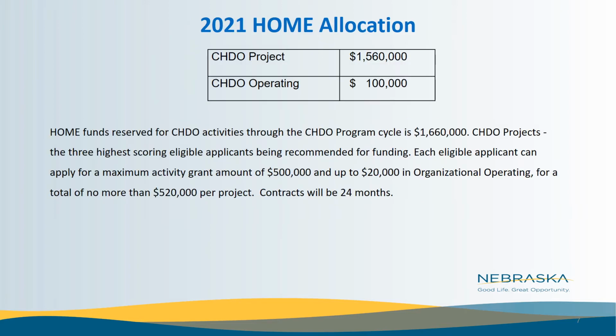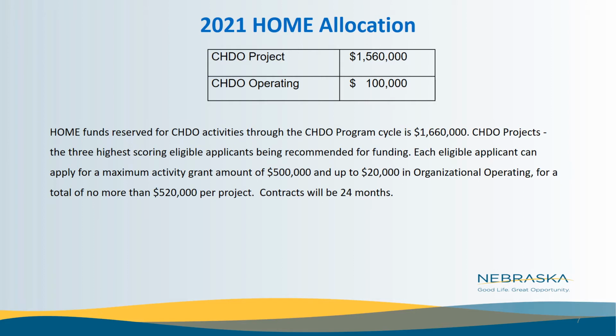Now we'll get into the allocations. For the 2021 home allocation, we have a total of $1,660,000 set aside for our total projects and our organizational operating. So the breakdown of the total projects, which would be your homebuyer activities, $1,560,000 has been set aside for that, and the top 3 highest scoring eligible applicants will be recommended for funding.